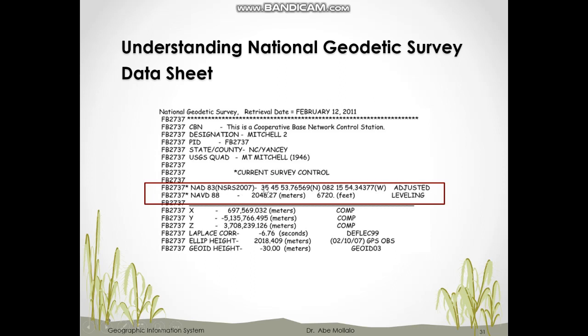So here is degree, minute, second, and degree, minute, second for this location for the horizontal, for the latitude and longitude. And also, this measurement uses NAVD, which is vertical datum for elevation, and you can see that the elevation is this many meters or this number of feet.